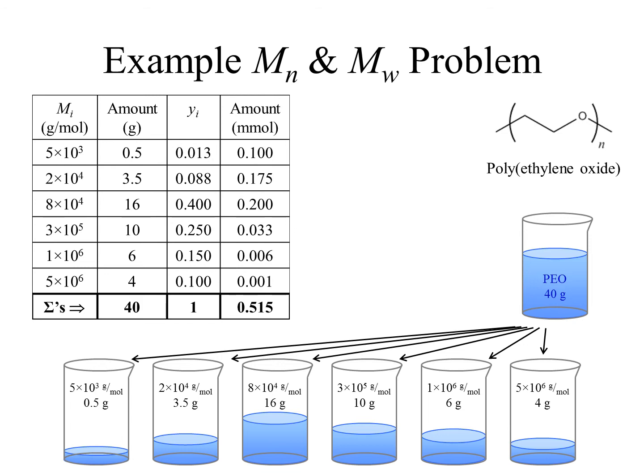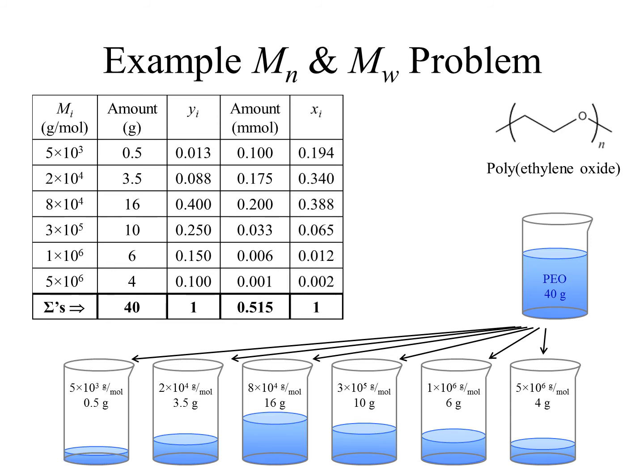Next, we calculate the amount, in millimoles, of each fraction. To do this, we divide the mass of the fraction by its characteristic molecular weight. For example, the first fraction had 0.5 grams of sample. I divided this 0.5 grams by 5,000 grams per mole to get 0.0001 moles, which is 0.1 millimole. Getting the spreadsheet to do this for each fraction, or row on the table, is a simple task. After this, we can calculate our mole fractions as the millimoles of each fraction divided by the total, 0.515 millimoles in this case.